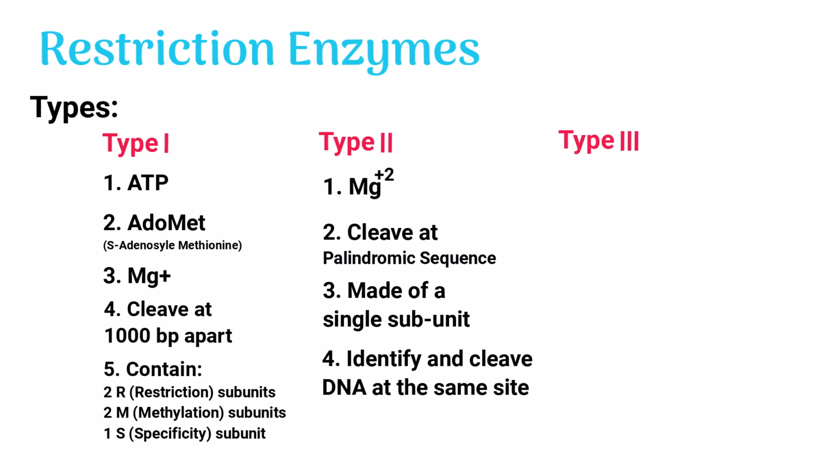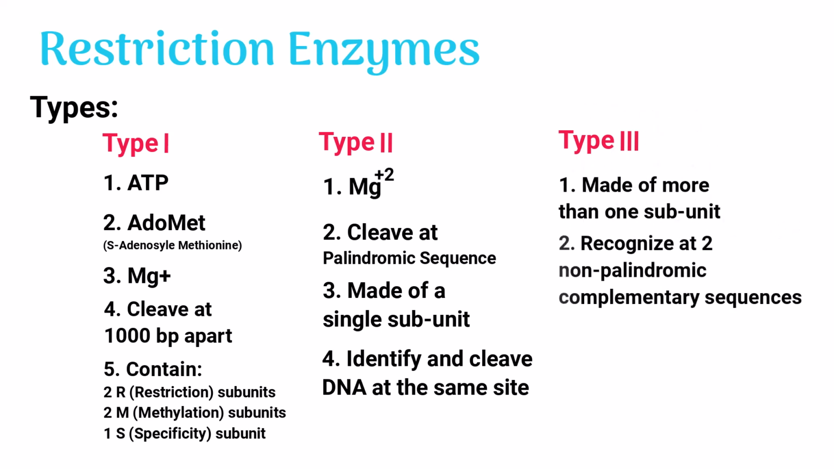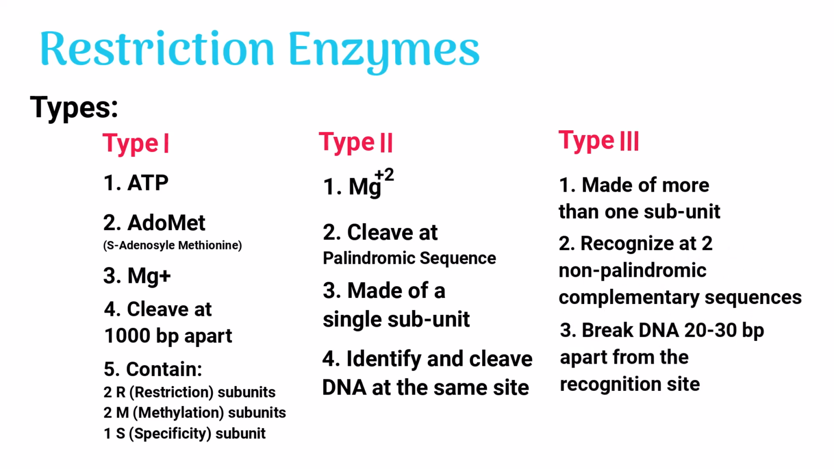Type 3 restriction enzymes are made of more than one subunit. They recognize DNA at 2 non-palindromic sequences that are complementary to each other. They break DNA 20 to 30 base pairs apart from the recognition site. They also need S-adenosyl methionine and ATP for their proper functionality.